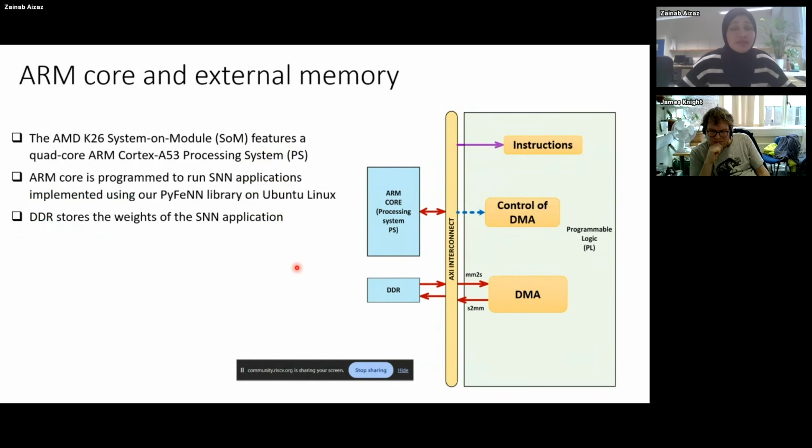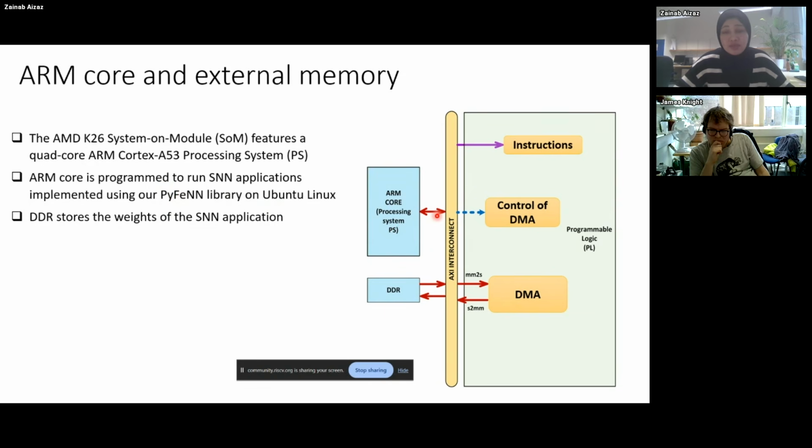So the ARM core, as you remember from the SoC diagram I showed you. On the left-hand side, we have the ARM core and the DDR. I'll explain them in detail, of course. It's a quad-core ARM Cortex processor, which is available on the Zynq UltraScale. It's programmed by our SNN FeNN library on Ubuntu Linux. So Ubuntu is installed on this, and then we run the code using FeNN.